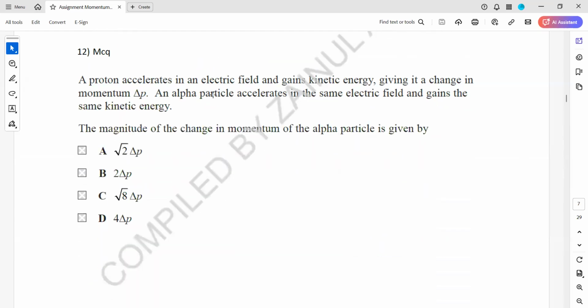Question 12. A proton in a proton accelerator in an electric field gains kinetic energy, giving it a change in the momentum. An alpha particle accelerates in the same electric field and gains the same kinetic energy. What is the magnitude of change in momentum for the alpha particle? So the kinetic energy is same. The formula: Ek is equal to p square over 2m.